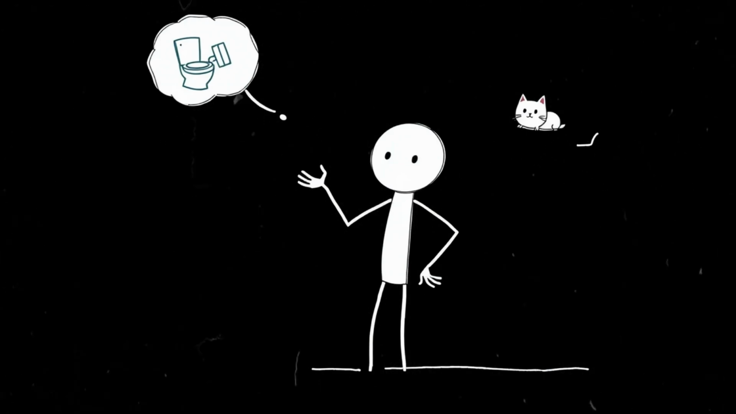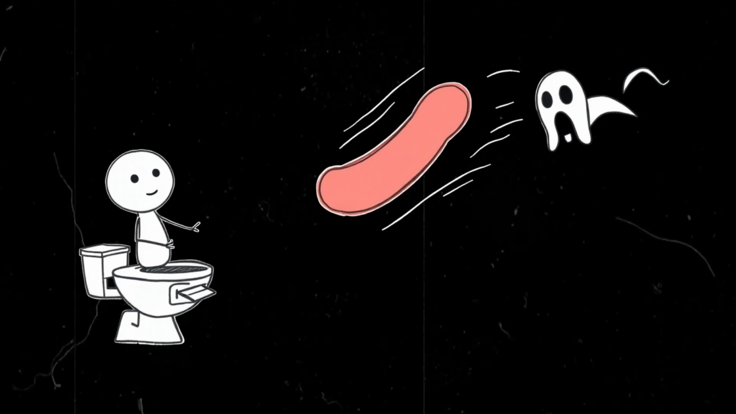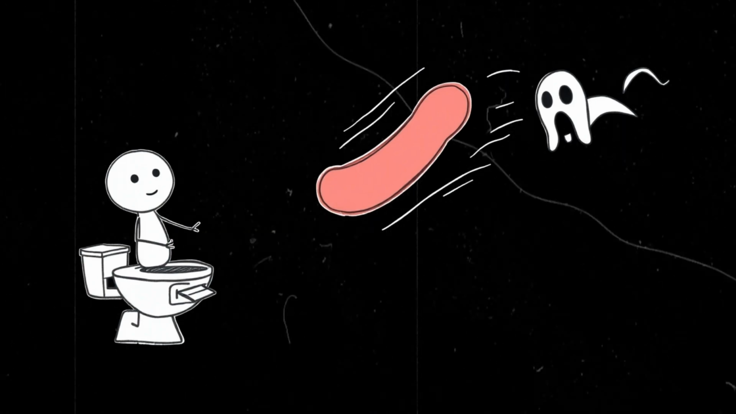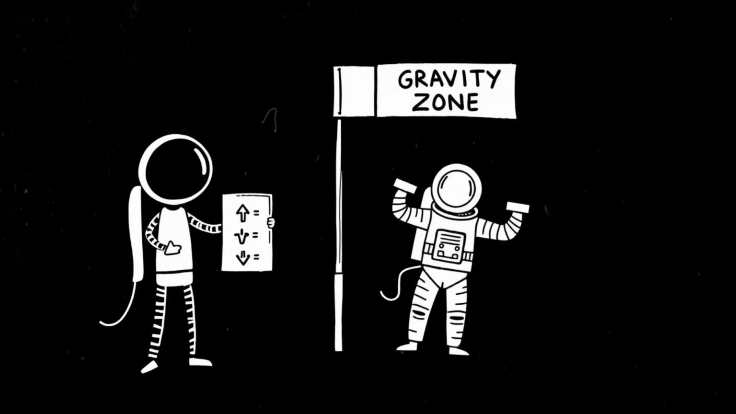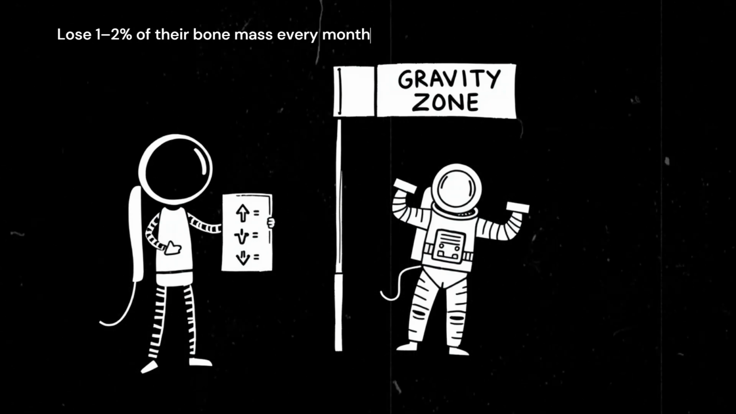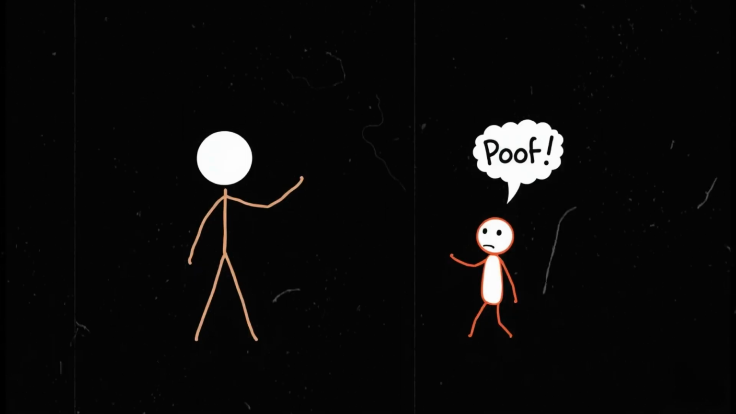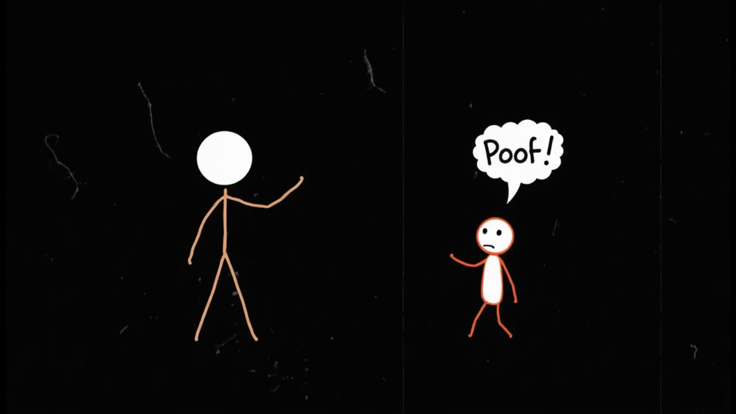What could we do? First, space toilets. No more zero-G poop floating through the ISS like a haunted sausage. Second, bones and muscles saved. Astronauts lose 1 to 2% of their bone mass every month in space. With artificial gravity, that problem evaporates, literally if the generator's too strong.